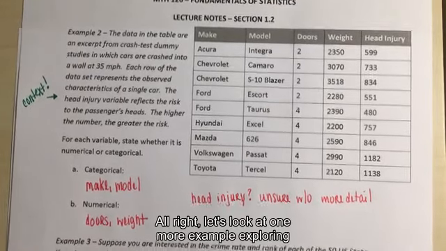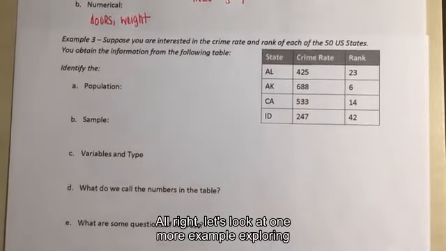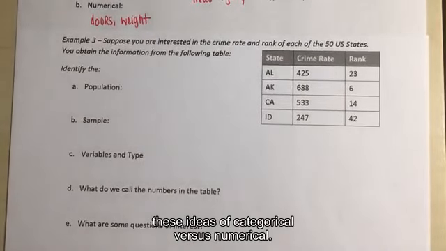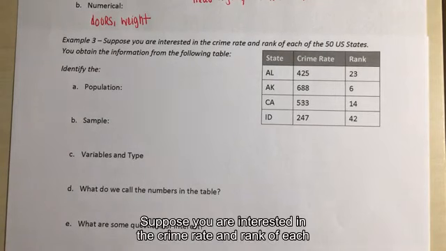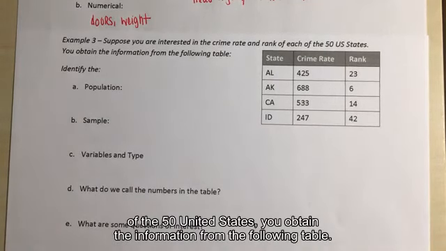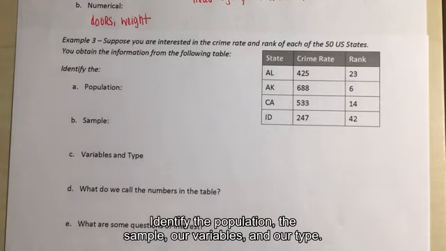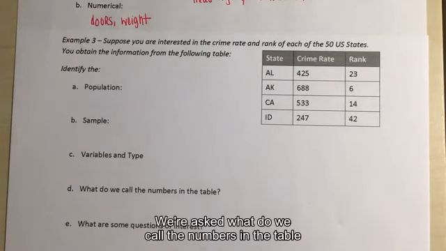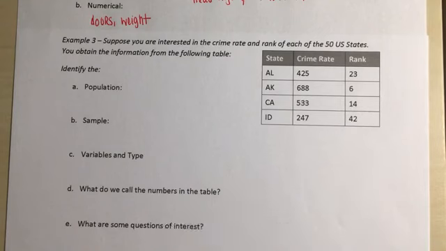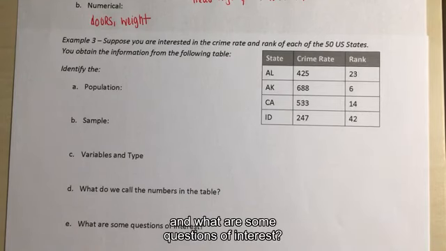All right, let's look at one more example, exploring these ideas of categorical versus numerical. Suppose you were interested in the crime rate and rank of each of the 50 United States. You obtain the information from the following table. Identify the population, the sample, our variables, and our type. We're asked what do we call the numbers in the table, and what are some questions of interest.